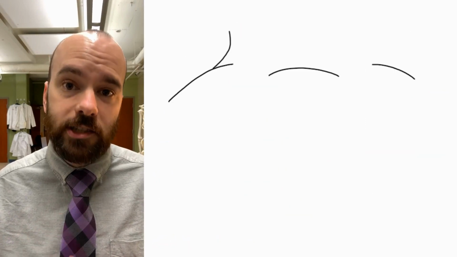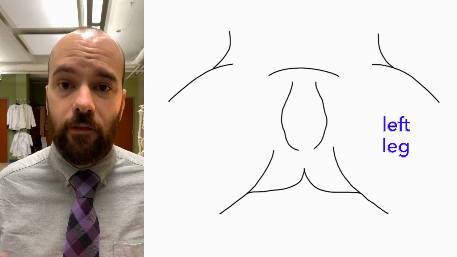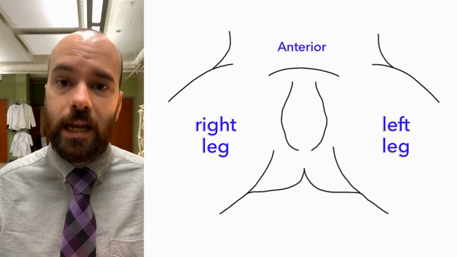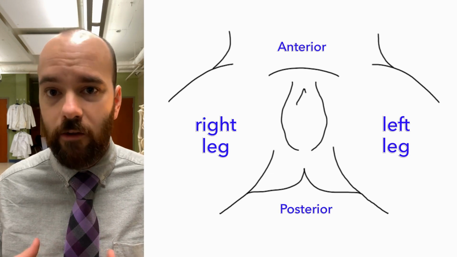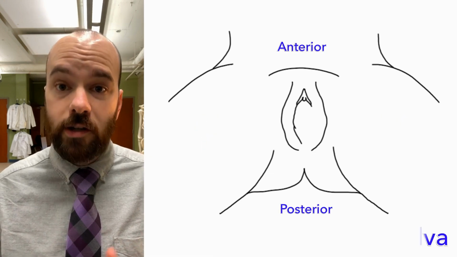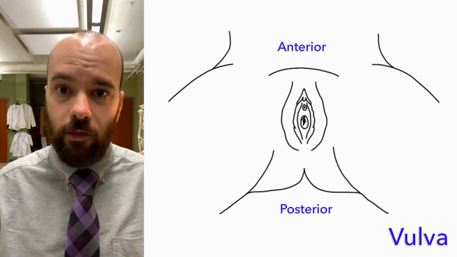Okay, now let's zoom out to the outside of the body and take a look at the external structures of the female reproductive system. Here we have the left leg, and here we have the right leg. Here's the anterior side, or the front, and then here's the posterior side, or the back of this region. This whole region here is called the vulva. All of these structures that I'm about to show collectively are called that, the vulva.